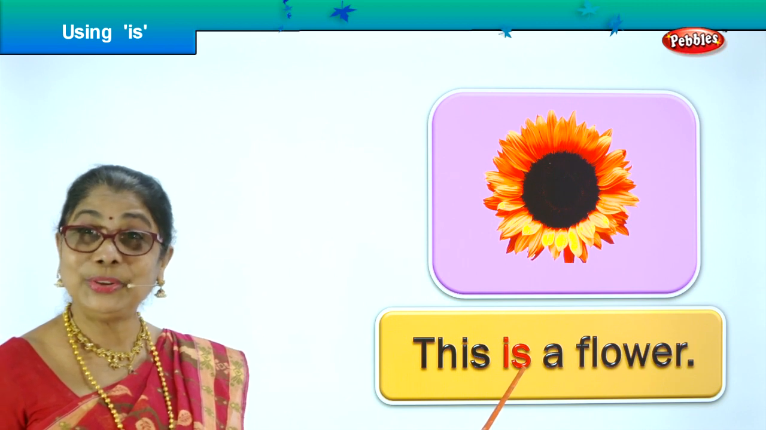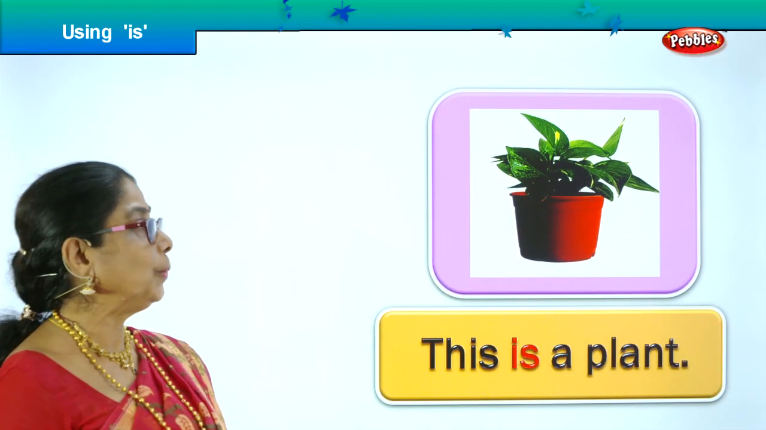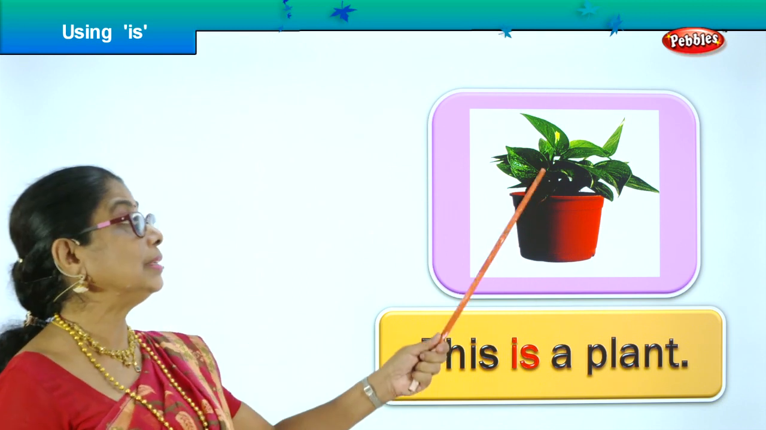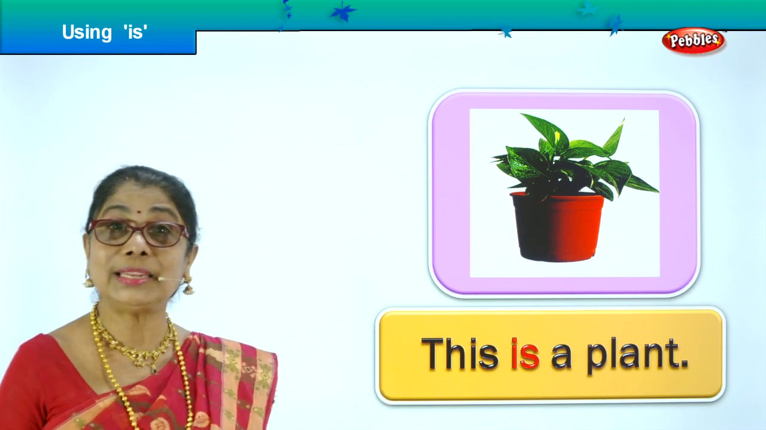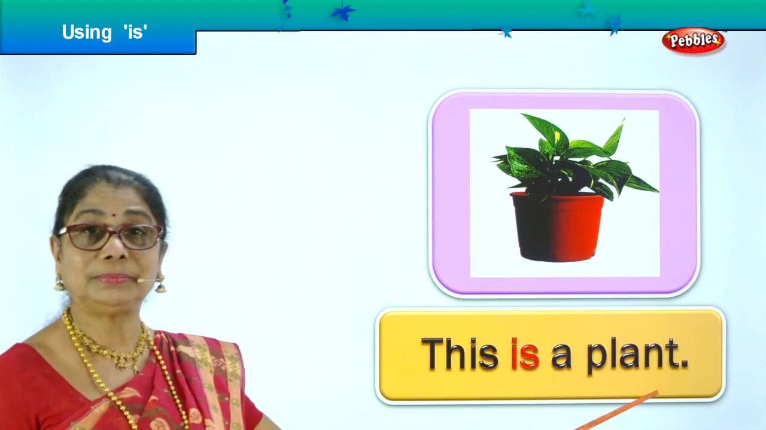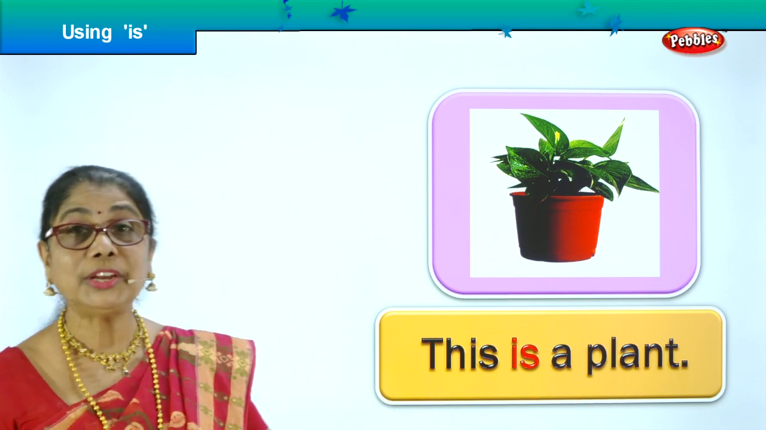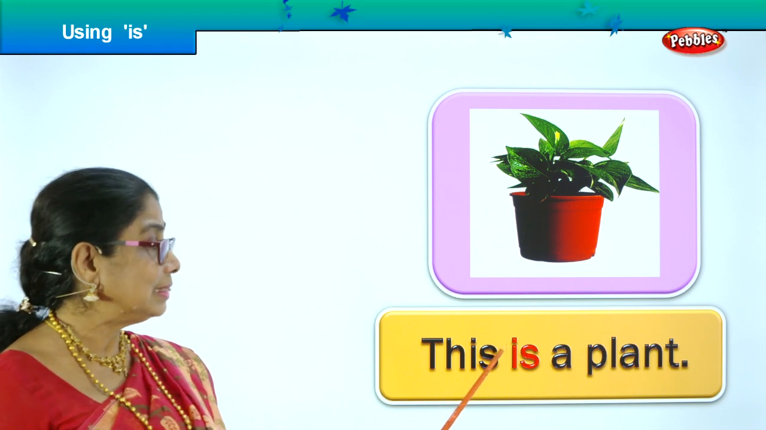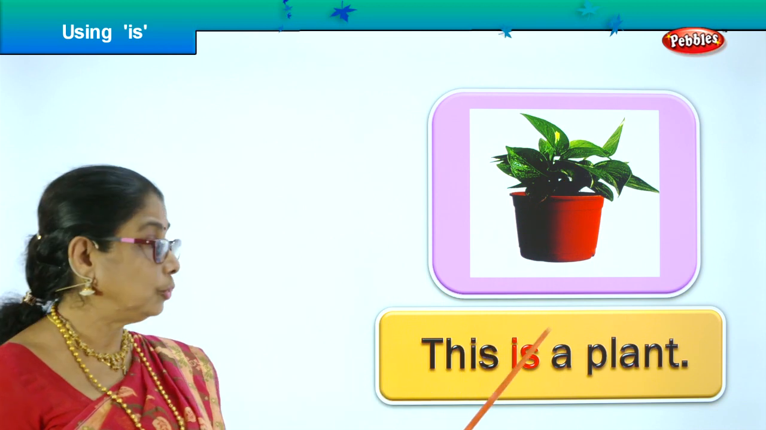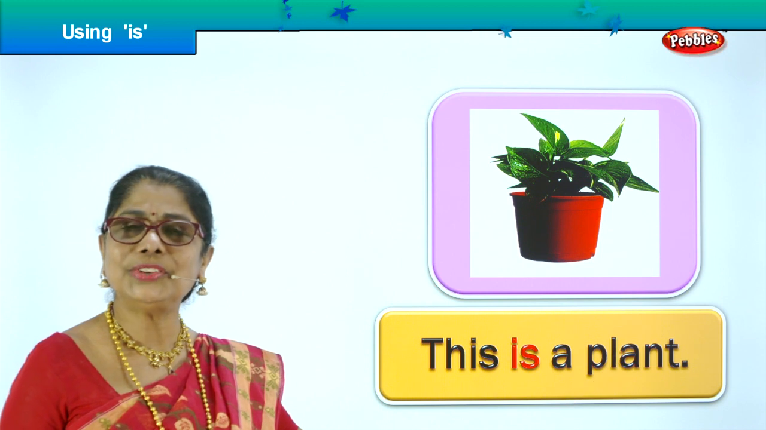Good. Now you're learning to read easily. Let's take a new picture. See what we have here. Where do you have this? In your garden. Sometimes this is kept inside the house, on the table. What is this? This is a plant. You can keep a plant inside the house. You can keep a plant outside your house. Yes? This is a plant. Use of is in the sentence. This is a plant. Good.